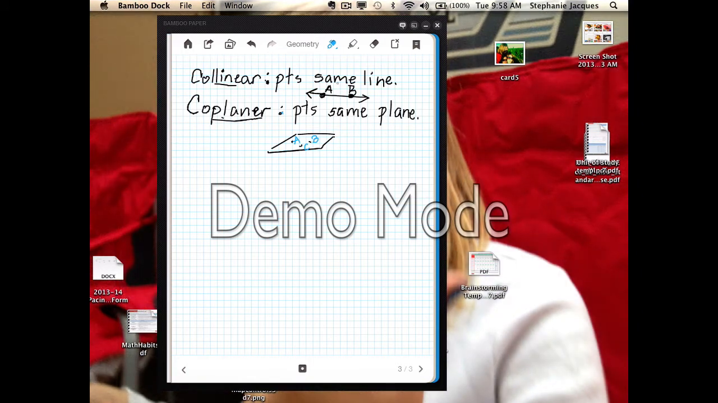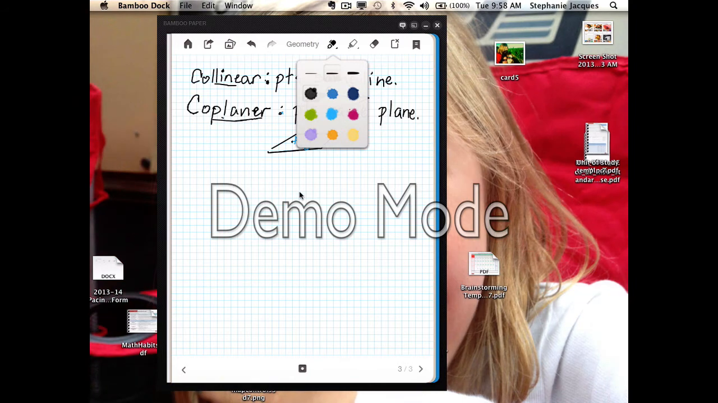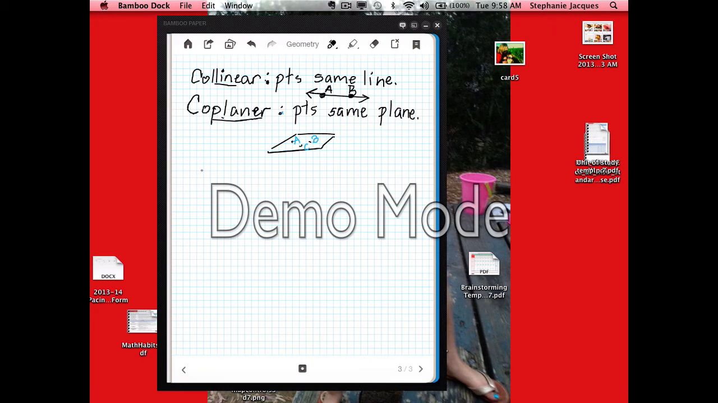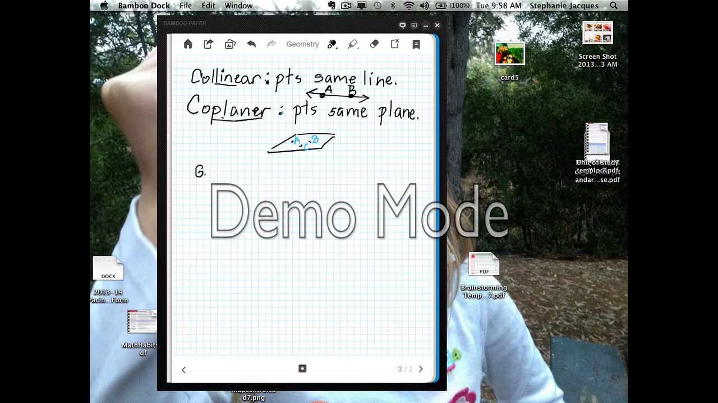So if I were to ask you on this picture, what are coplanar points, you would be listing A, B, and C. Let's look at how you write things in geometry. So when we're dealing with planes and points and lines, we want to be able to label them. So I'm going to show you a little chart.